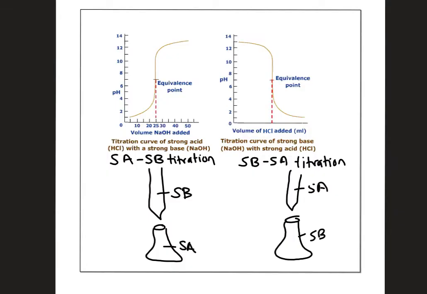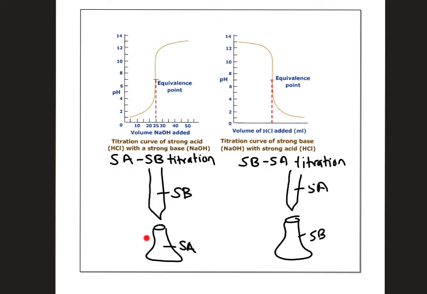So when I start these problems, whether a graph is provided or it's just a calculation-based problem, I like to sketch a picture. So I have a strong acid, strong base titration. Here's what this means. Down below, in my flask, I have the strong acid. Up in the burette, I have the strong base.